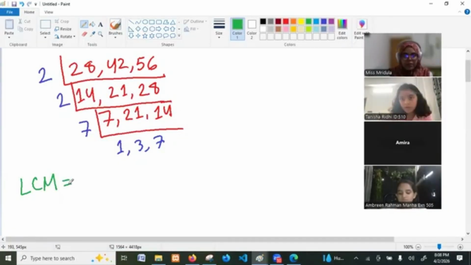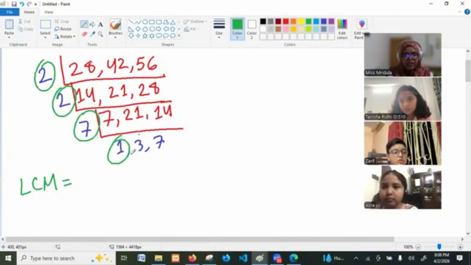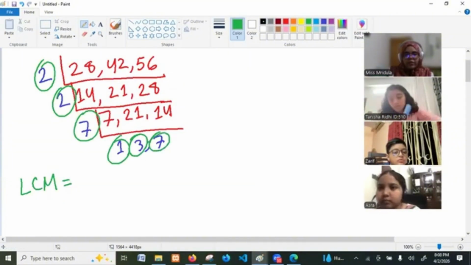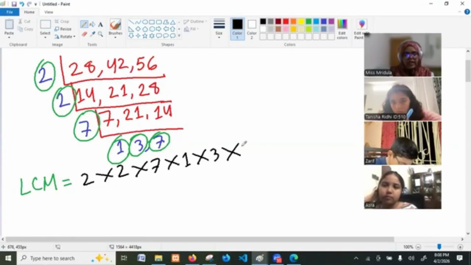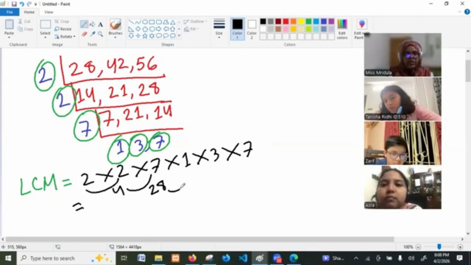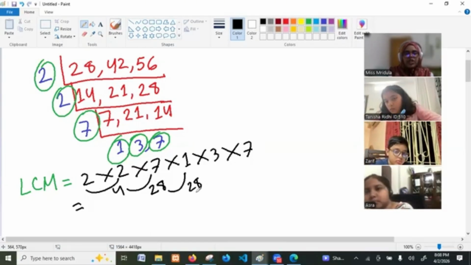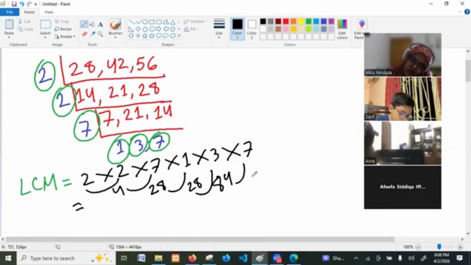Remember? Multiplying all the outer numbers, the blue numbers. Yes, so we will be multiplying 2 with 7, with 1, with 3, and lastly 7. So we will get 2 2s are 4, 4 7s are 28, 28 1s are 28, 28 3s are 84, and 84 times 7 is the answer. No, 168, sorry.